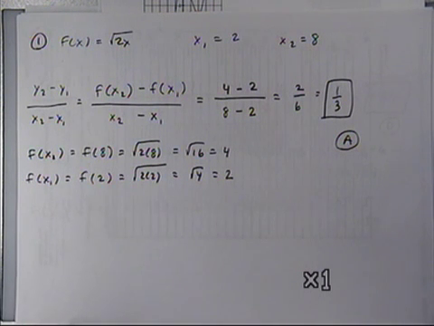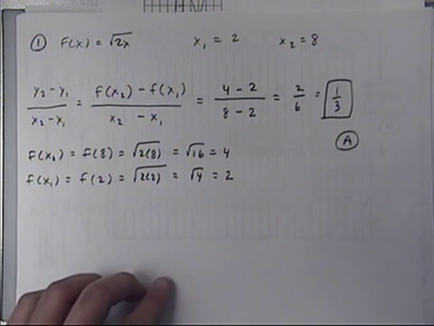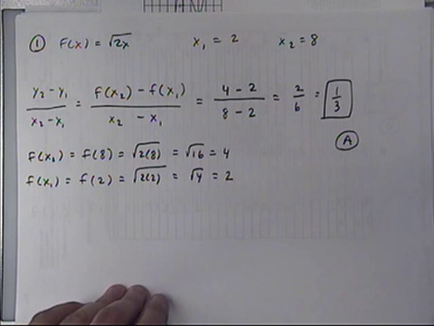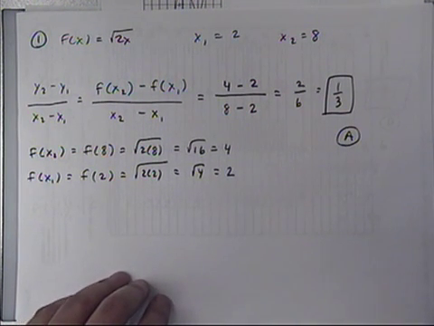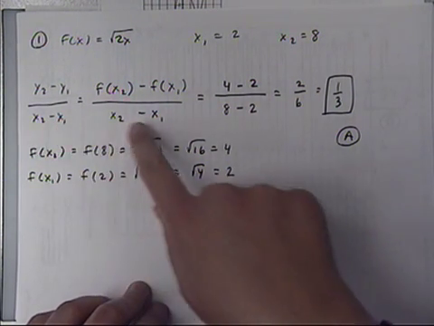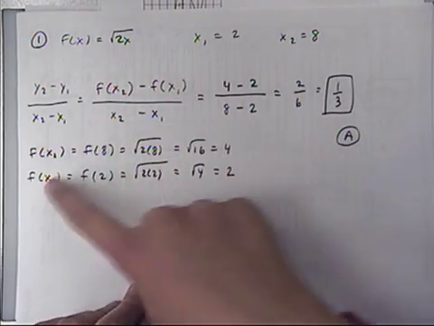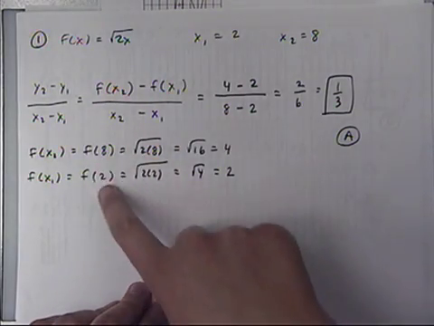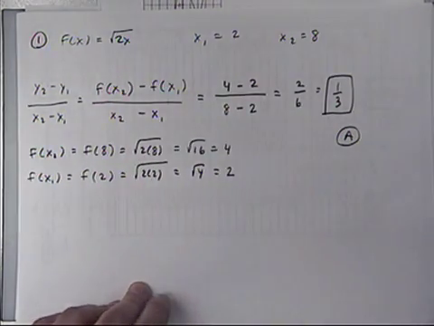Here's number 1. I will be doing some explaining at the end of the packet about the graphs, so just keep a heads up for that. Here's number 1. They're asking you to find the rate of change, which is just slope. So this and this are the same thing. I found these two values on top down here by substituting the x values into the formula.